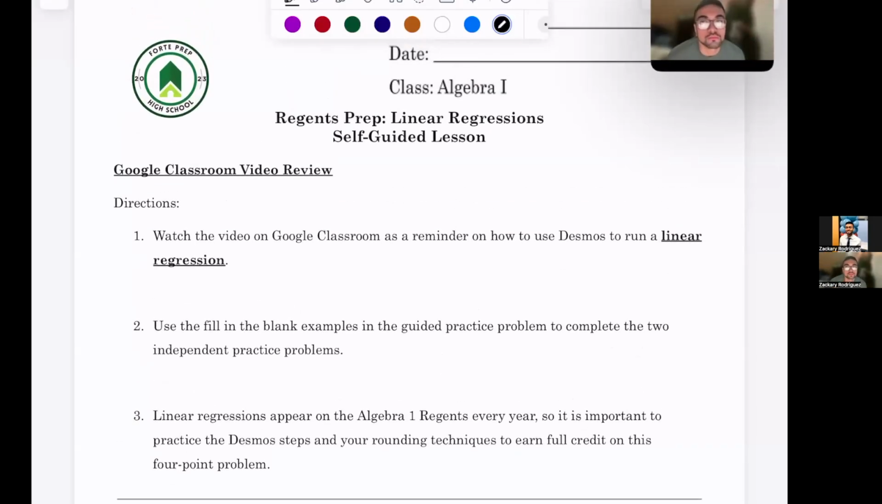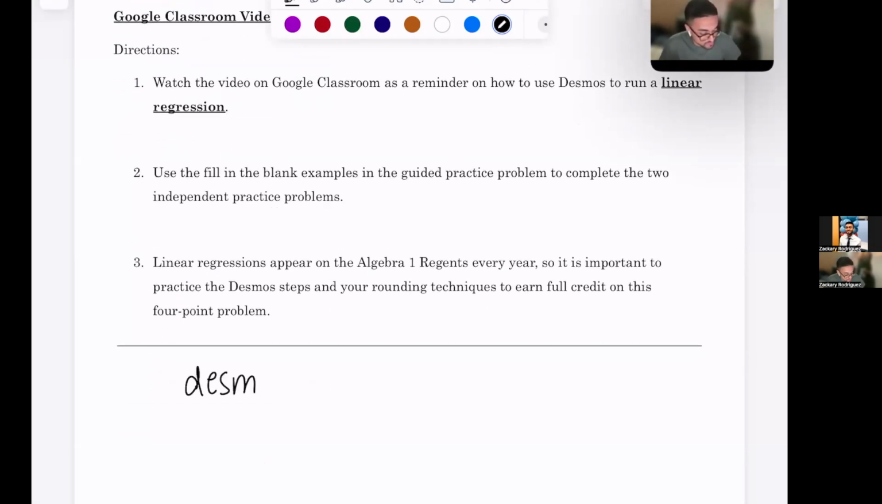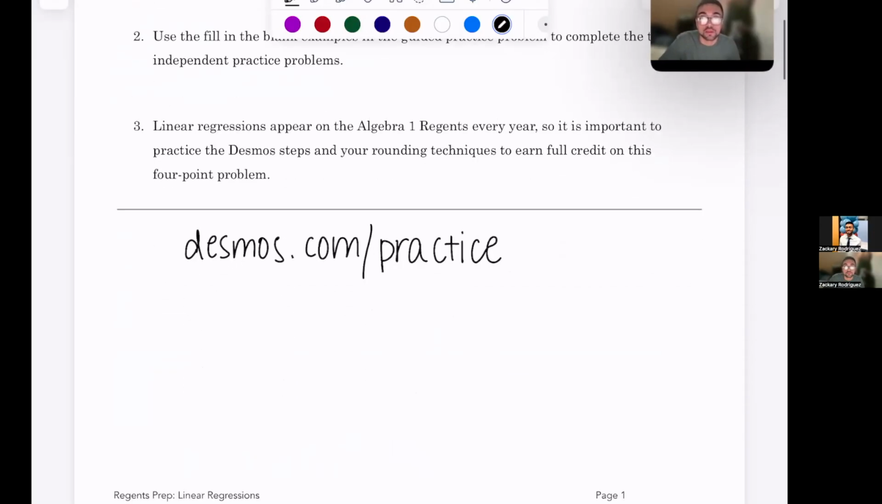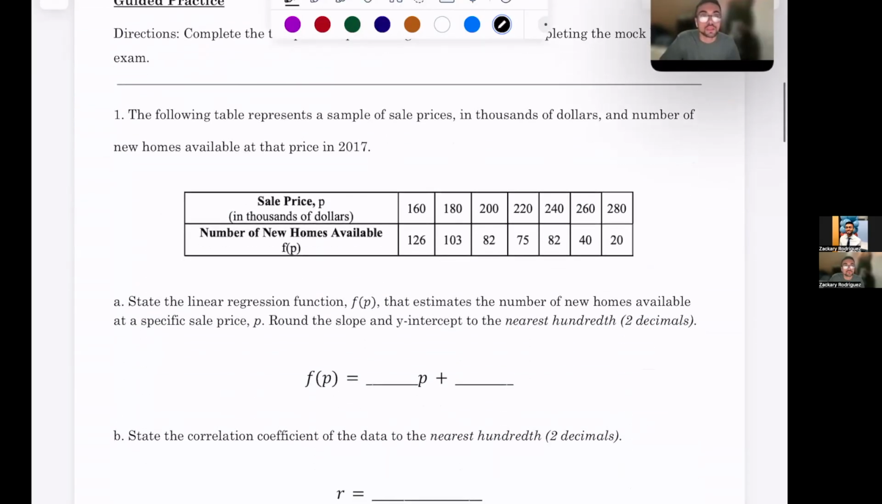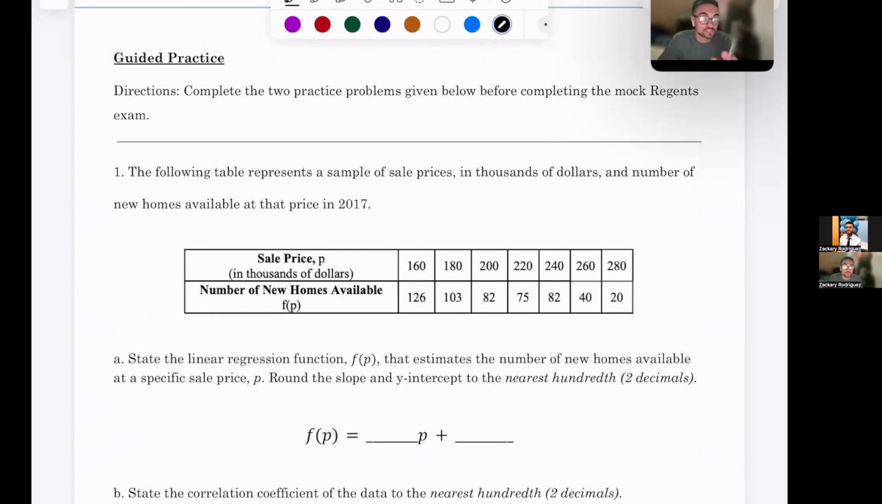Alrighty, good morning/afternoon, everybody. This is a self-guided lesson on linear regressions. The do now is to log into Google Classroom and get this video. So you've already done the do now. Make sure you are on desmos.com/practice. You can see on the do now, this is a topic that comes up every year, so it's important we review it. Go to page 2. Let's do the guided practice problem together on this video.